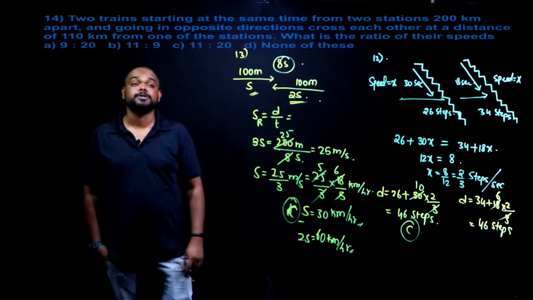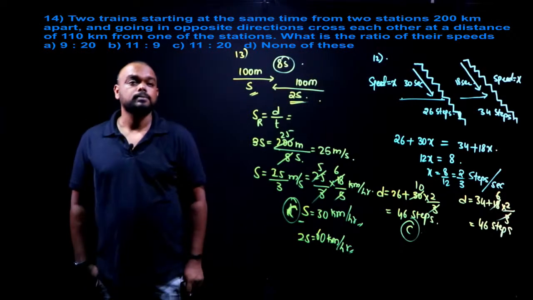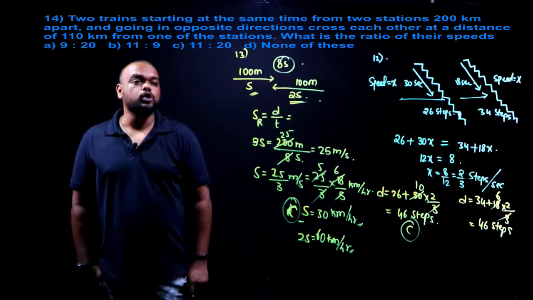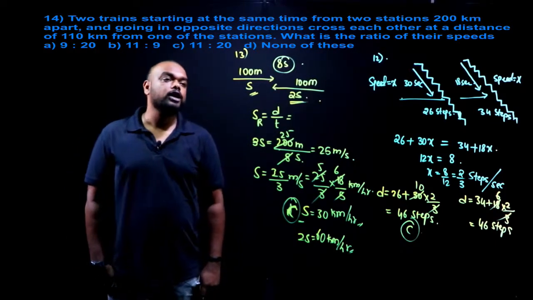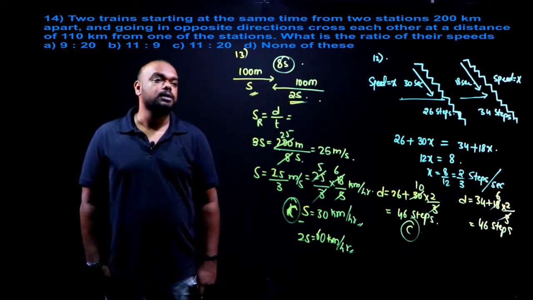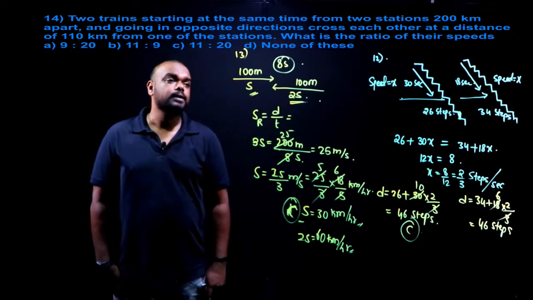Question number 14, please. What do we have? Two trains starting at the same time from two stations, 200 kilometers apart, and going in opposite direction, cross each other at a distance of 110 kilometers from one of the stations. What is the ratio of their speeds? Acha.